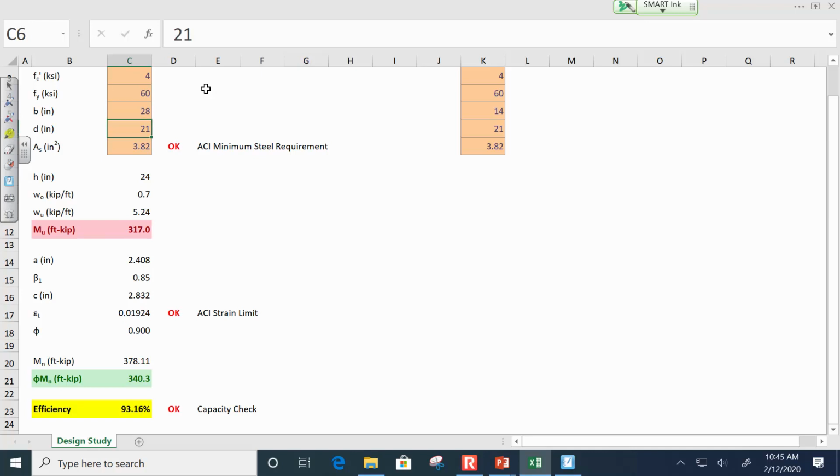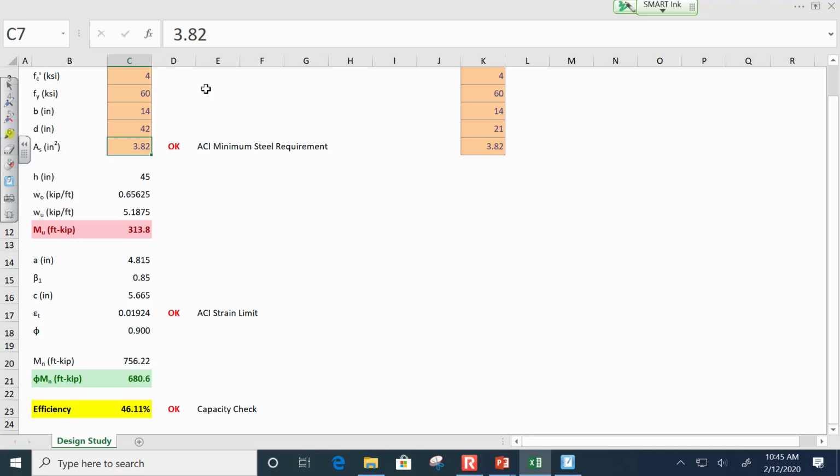Now what happened to the capacity? 340.3. It increased a bit, right? But not all that much. What happens instead? What if I keep that as 14, but I make this 42? Now look at the capacity. And see, I'm looking at the VMN value. Look at this. 680.6. So if you're the designer and you want to tweak the capacity, what has more power? Making the beam wider or making the beam deeper?